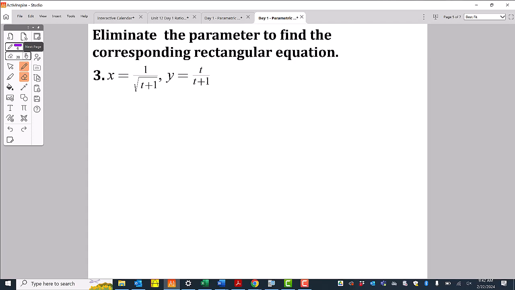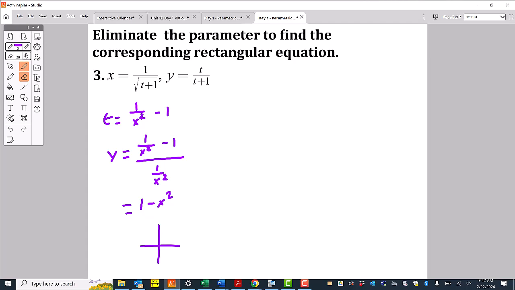The other thing I want to talk about is the calculator and how we will use the calculator for this. So when we do this and we eliminate the parameter for this one, we just solve for t. We say t is equal to, and if we do it correctly, 1 over x squared minus 1. Then we plug that into y. Y is equal to 1 over x squared minus 1 over, and then 1 over x squared minus 1 plus 1 just leaves us with 1 over x squared. So we get 1 minus x squared. By the looks of this, this looks like just a normal parabola, specifically a parabola that's shifted up 1 and opens downwards.